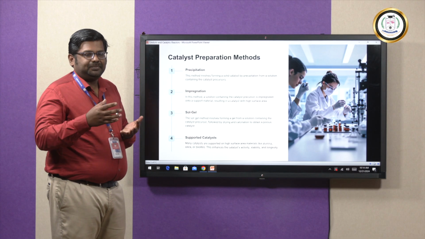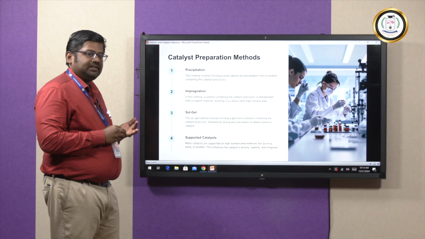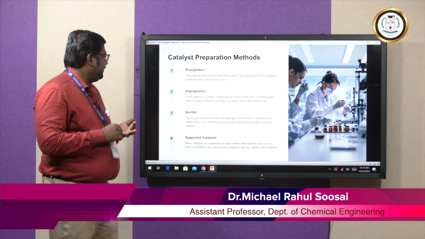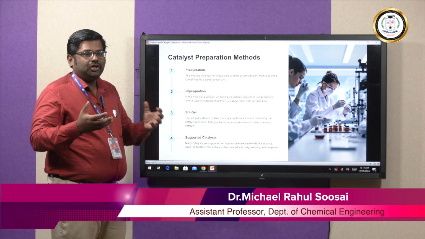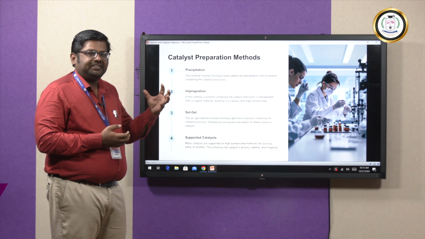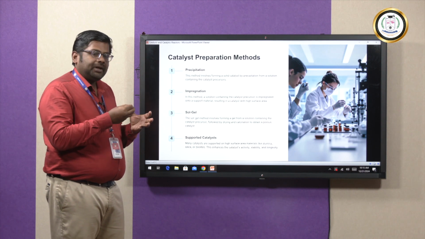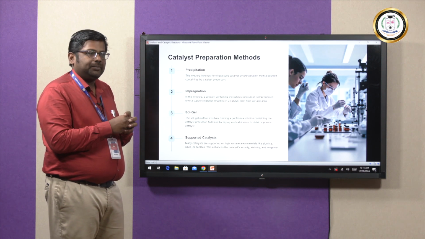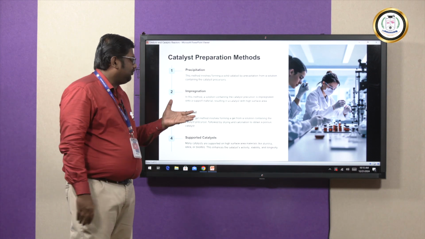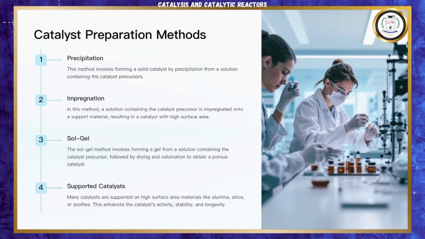We say it's basically formation of crystals. So that is something of precipitation. What is impregnation? It is like you're bonding two materials, where we have a big porous material and you are sending in the small material to be attached to the big porous material, and you form a catalyst. Now the third method is sol-gel, wherein we form a gel first, then we dry it, then we calcine it.